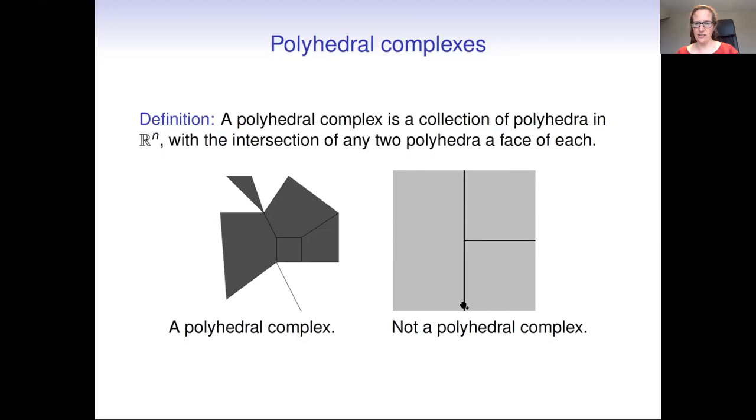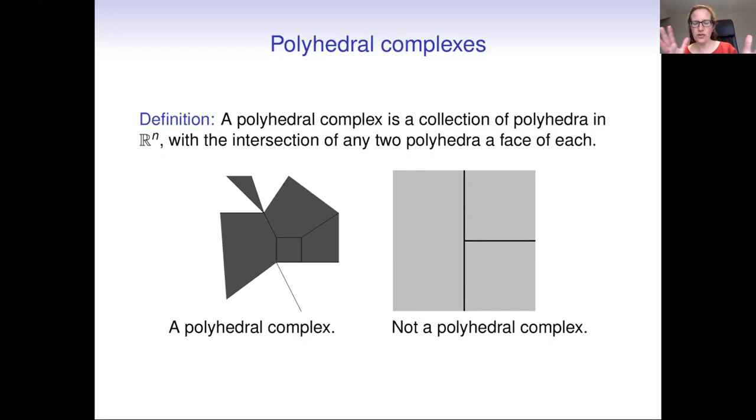Question asking whether a polyhedral complex has to be connected? No, because if you remember, I allowed the empty set to be a face of both polyhedra. So you could have two disconnected pieces there.